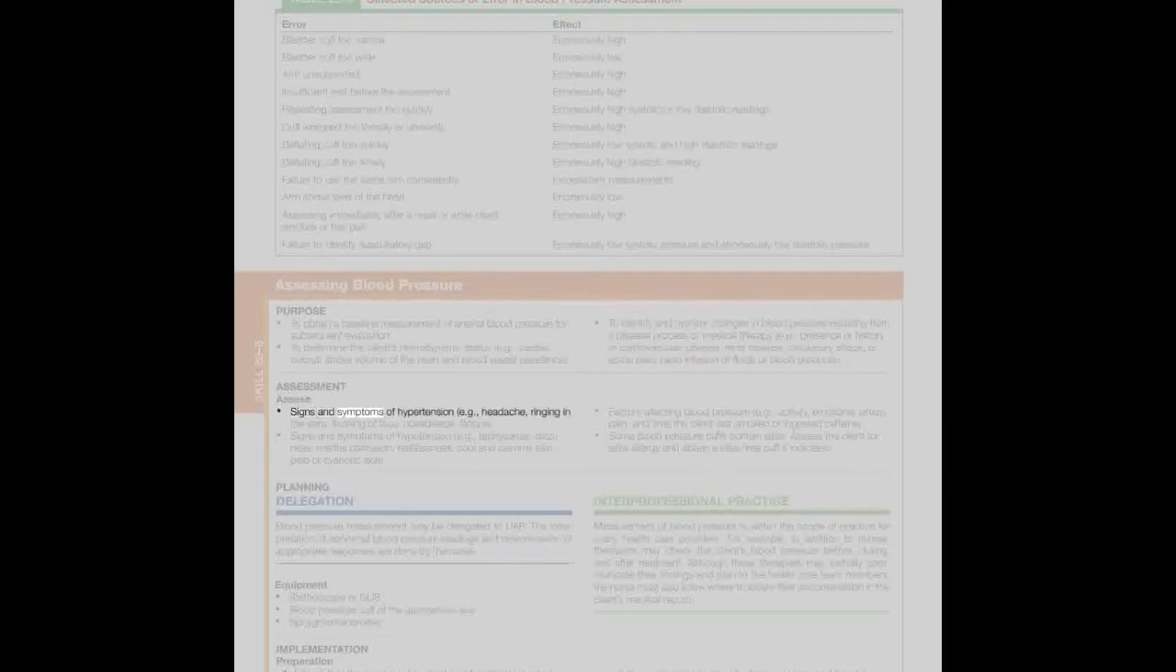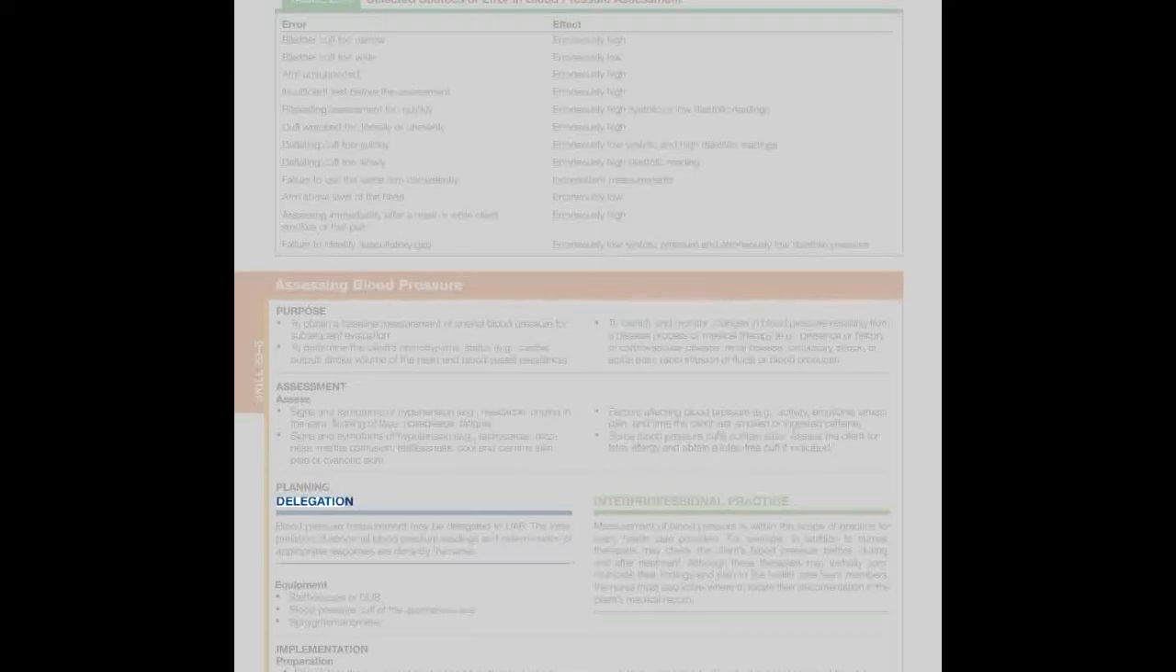Assessment: assess signs and symptoms of hypertension, example, headache, ringing in the ears, flushing of face, nosebleeds, fatigue; signs and symptoms of hypotension, example, tachycardia, dizziness, mental confusion, restlessness, cool and clammy skin, pale or cyanotic skin. Factors affecting blood pressure, example, activity, emotional stress, pain, and time the client last smoked or ingested caffeine. Some blood pressure cuffs contain latex. Assess the client for latex allergy and obtain a latex-free cuff if indicated.